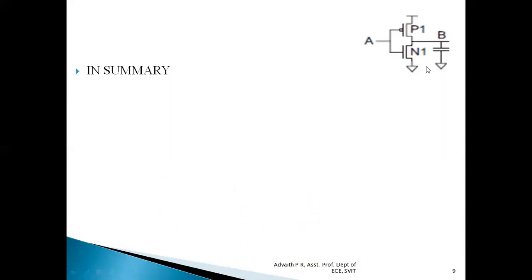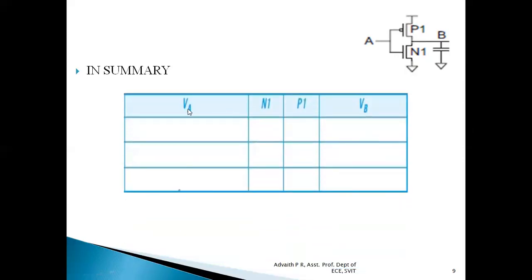In summary, if we consider VA and VB, let us see how the voltage fluctuations happen and which transistors will be on and which MOSFETs will be off. When the voltage at node A is between 0 and VTN, where VTN is the threshold voltage of the N-channel MOSFET, the N1 transistor is off, whereas the P1 MOSFET is on. So when N1 is off and P1 is on, the output voltage will be VDD.